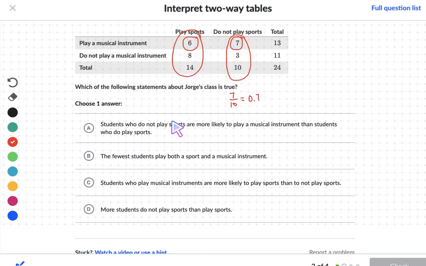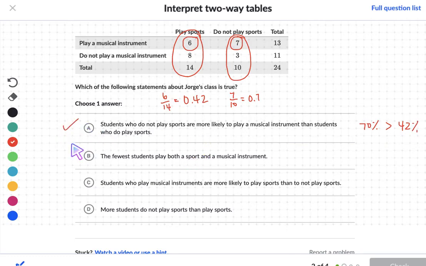Okay, we do have to read that problem. Students who don't play sports are more likely to play a musical instrument than students who do play sports. So here we do have to calculate 6 divided by 14 to get that answer. We're not just comparing 6 and 7 because their totals are different. So we can't just look at the frequency, we have to look at the relative frequencies. And this one right here is 0.42-ish. Okay, so let's see. Students who do not play sports are more likely to play a musical instrument, 70%, compared to 42%. That seems okay so far.